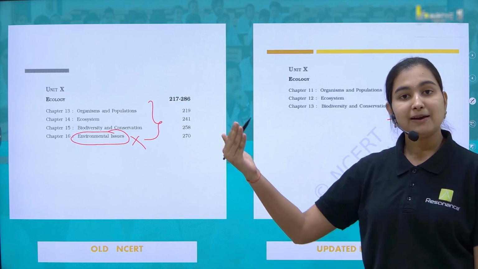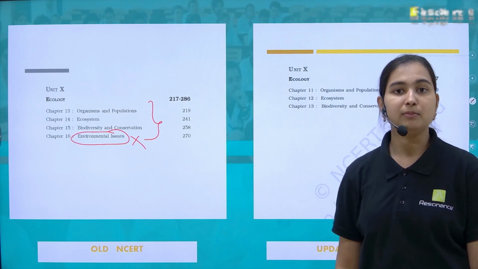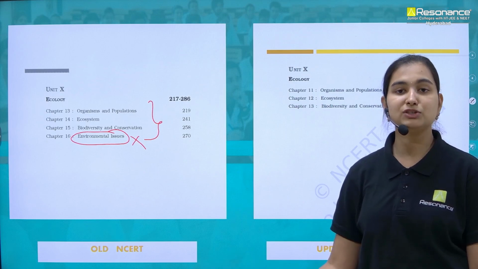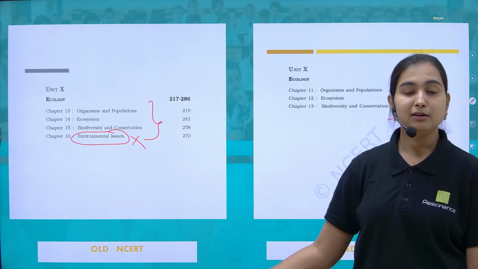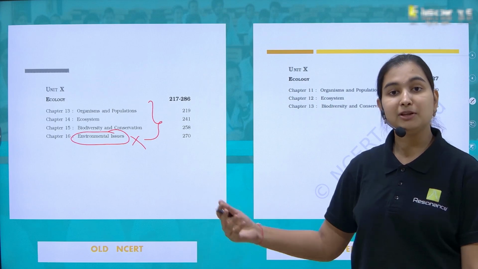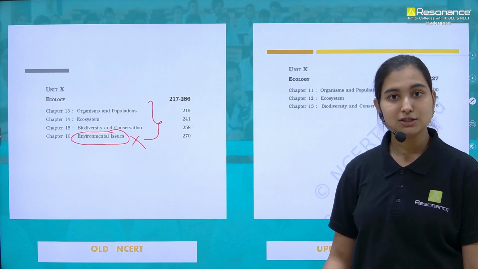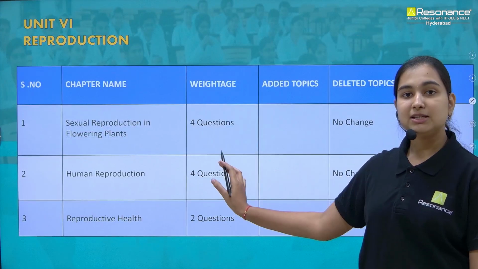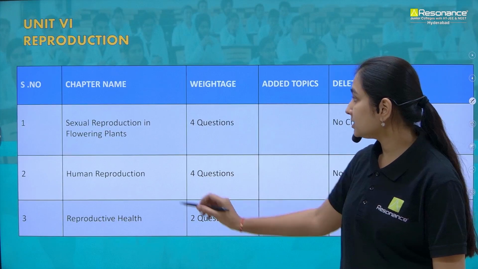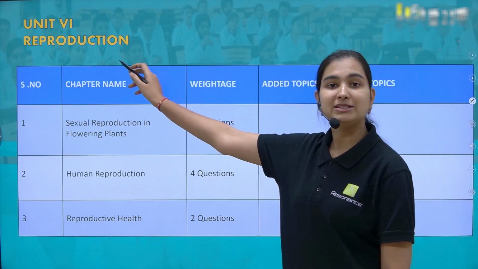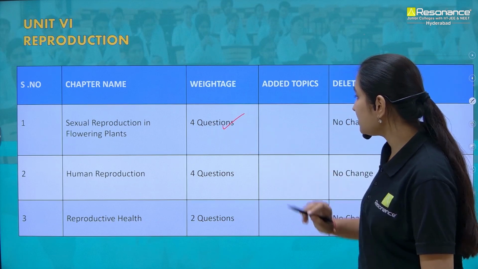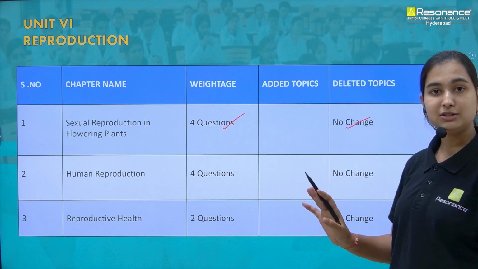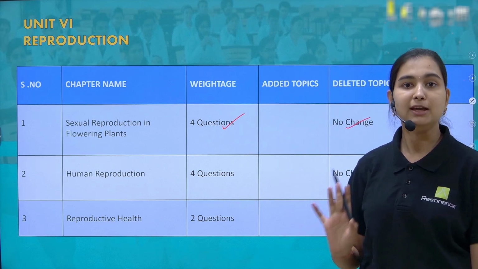We just had an overlook of how many chapters were there and how many chapters got deleted. Now let us continue. We will be doing an in-depth analysis of each of the chapters, starting from the very first chapter, sexual reproduction in plants, that is unit 6, reproduction. Here the weightage is 4 questions. Here there is no change, no addition and no deletion of any concept.